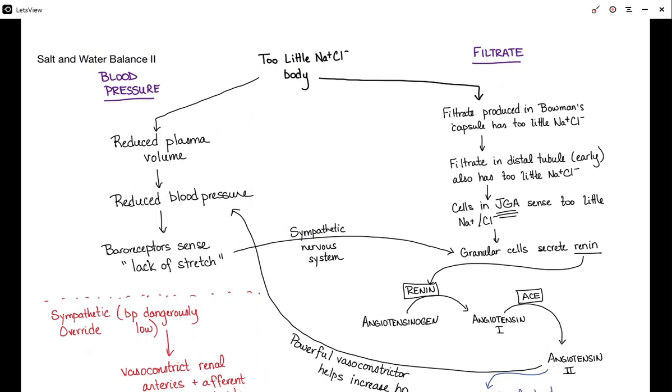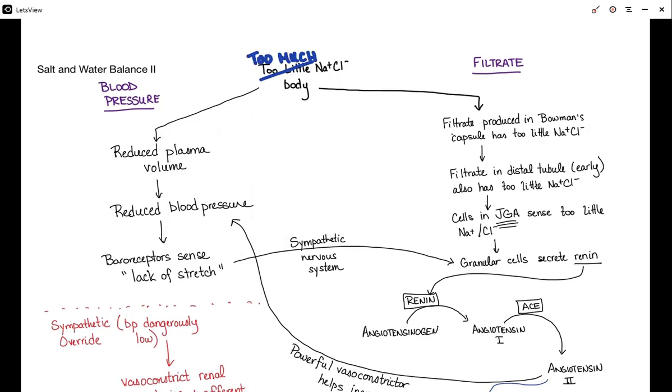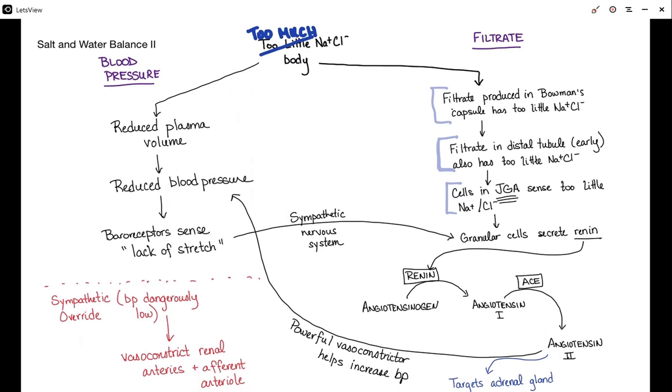Imagine that instead I ask you, what happens when we have too much sodium and chloride? What's going to happen? And I'm just going to briefly point out sections and tell you how you would change them, and you'll see the pattern. If you were to write this, you would say the filtrate has too much sodium chloride, which means that the cells are going to sense too much sodium chloride. So what that means is that the granular cells are told to stop secreting renin.